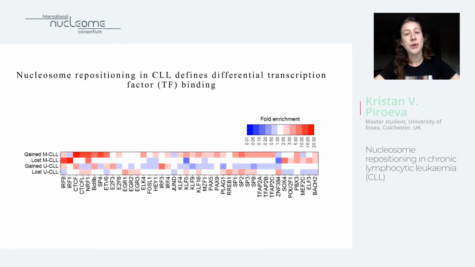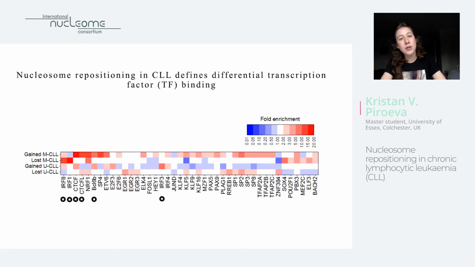So the analysis revealed a number of transcription factors involved in the differentiation and functioning of white blood cells. For example, we have the immunity-related factors such as IRF1, IRF8, which are enriched in regions losing nucleosomes in MCLL. And then we have IRF3, which is enriched at regions gaining nucleosomes in MCLL and UCLL. Then we have the CLL marker, BCL6. And we also have CTCF and its interaction partner, CTCFL, which is also known as BORIS.